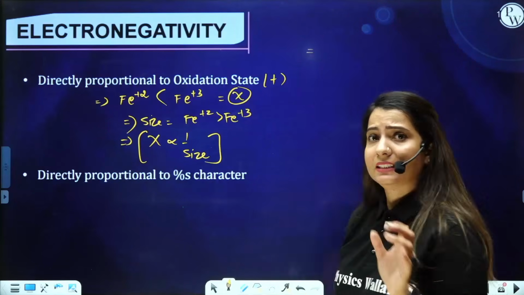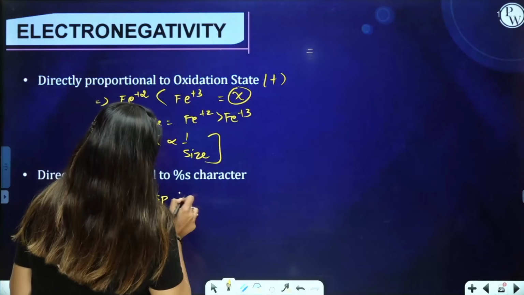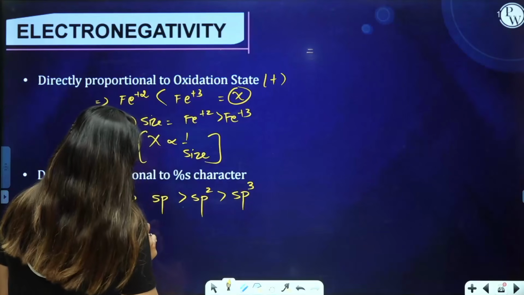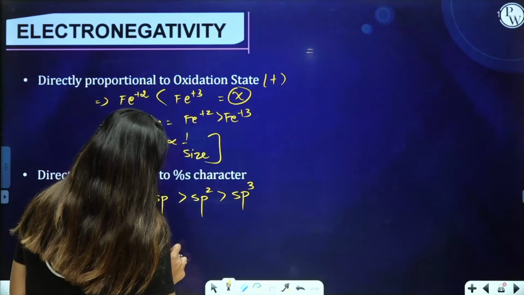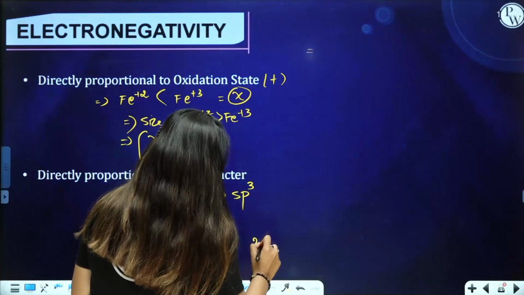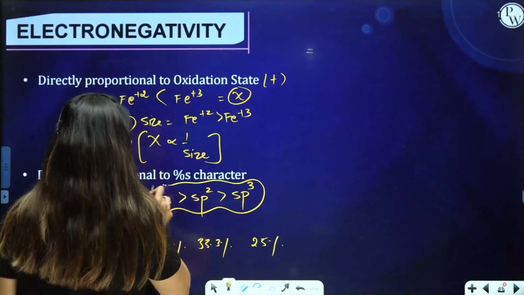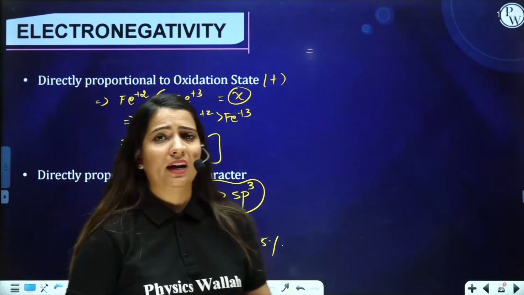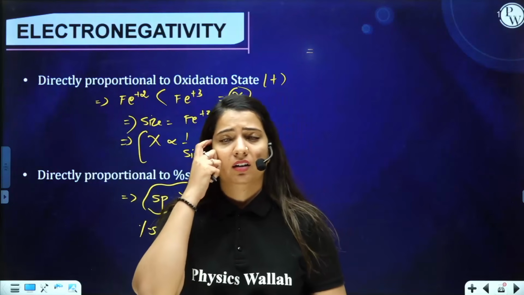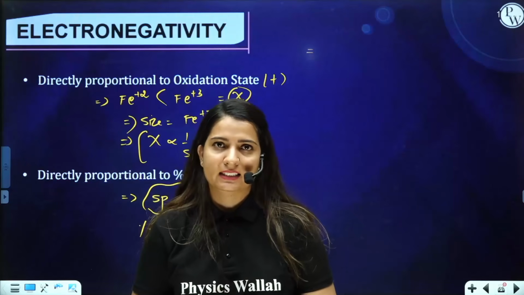Directly proportional to the percentage s character. Very, very important. You have your hybridization as sp, then sp2, then sp3. Percentage s character: here you have 50%, here you have 33.3%, and here you have 25%. More is the percentage s character, more is the electronegativity. This is required in so many questions in the chapter chemical bonding, so it is important to memorize this respective factor.